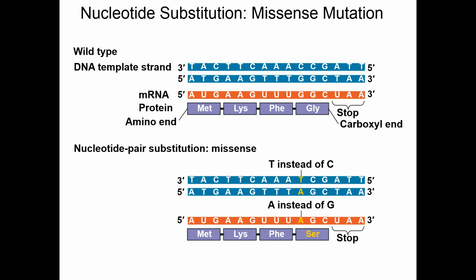Now, looking at a missense mutation. Here, instead of having a C here, you have a T. That means that your corresponding messenger RNA, instead of a G, will have an A. Instead of GGC, which codes for glycine, you get AGC, which codes for serine, a totally different amino acid. So this is a missense mutation.